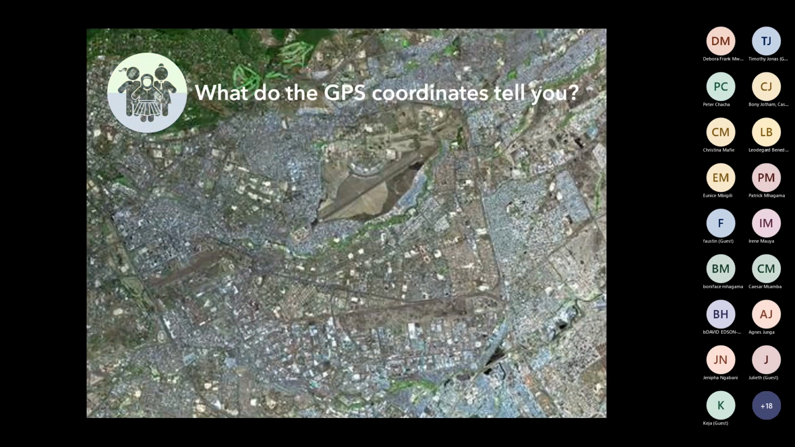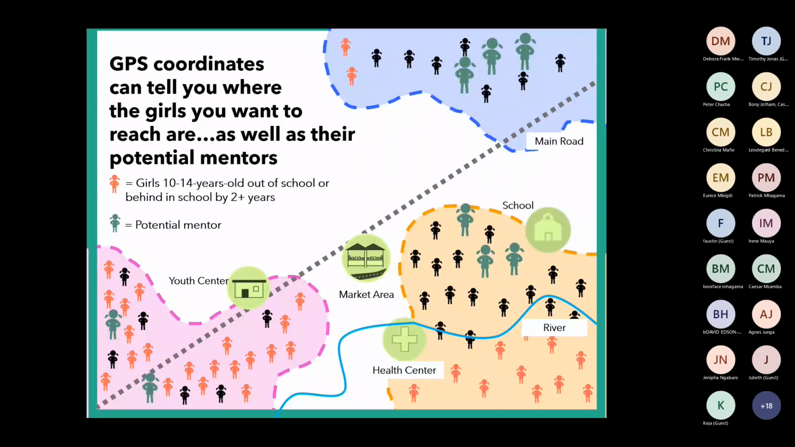Are clear. So what do the GPS coordinates tell you? I'm going to go back to this visual we had yesterday. GPS coordinates, if they work, can tell you where the girls are that you want to reach, as well as their potential mentors.